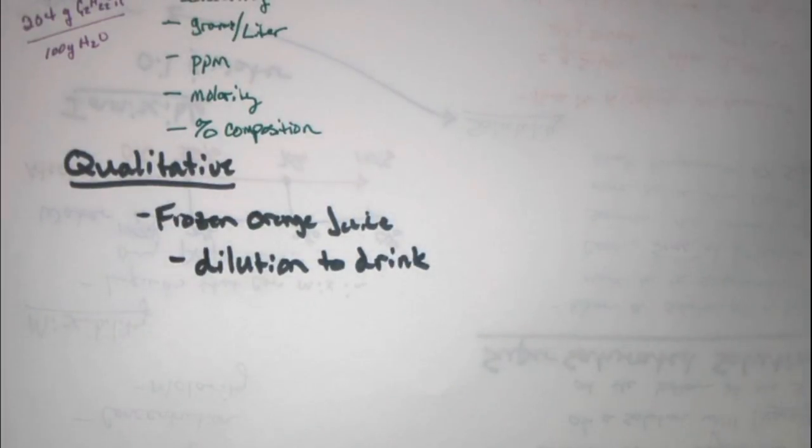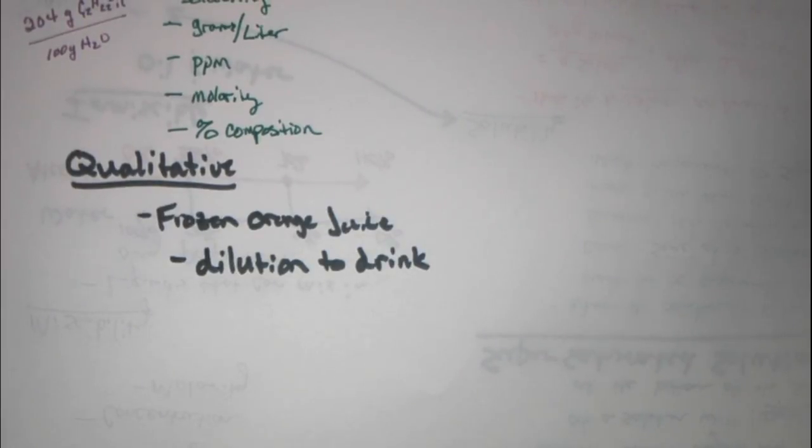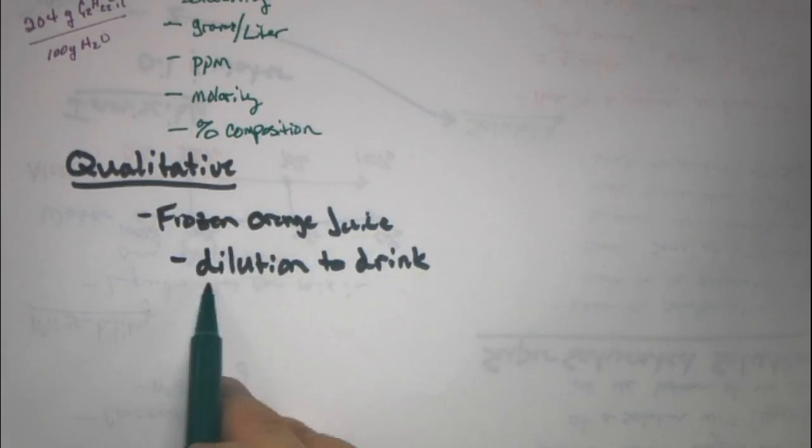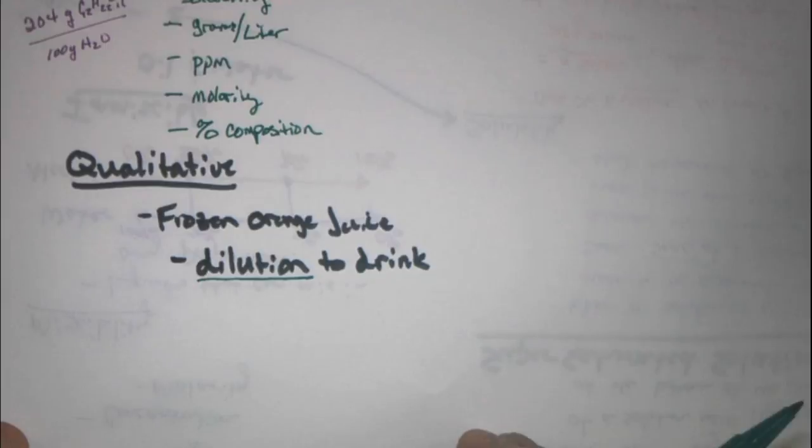Okay, you do a dilution in order to drink the frozen orange juice. Now, I will say that just taking a scoop of the frozen orange juice is, if you like a really strong orange flavor, pretty bomb by itself. But to make orange juice the way it's intended, you dilute it with water to make the actual texture, the actual real concentration of orange juice. So you need to do a dilution to drink.